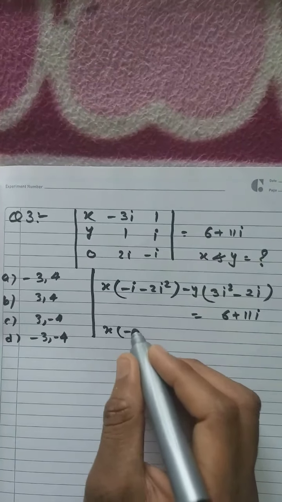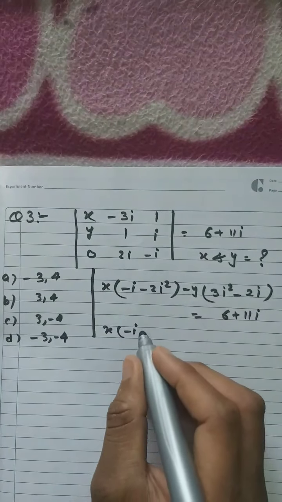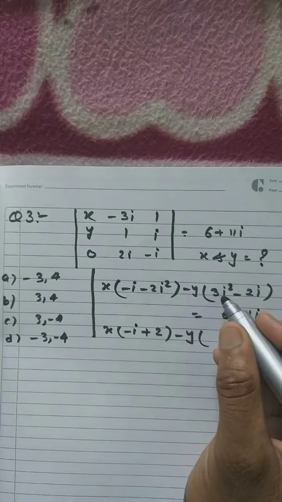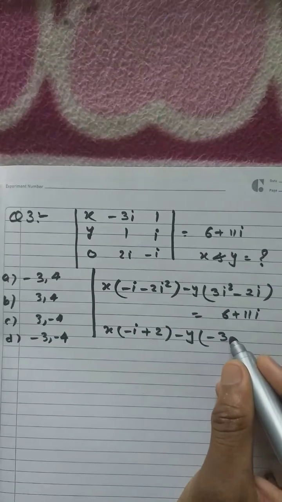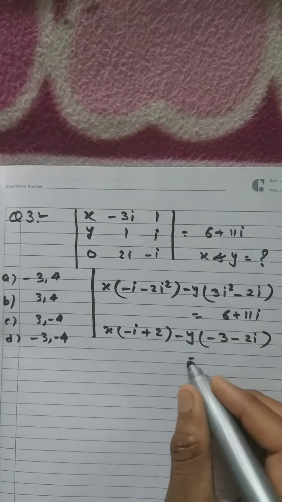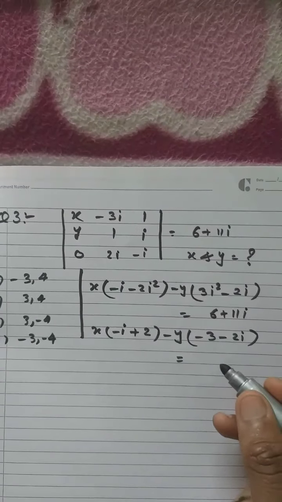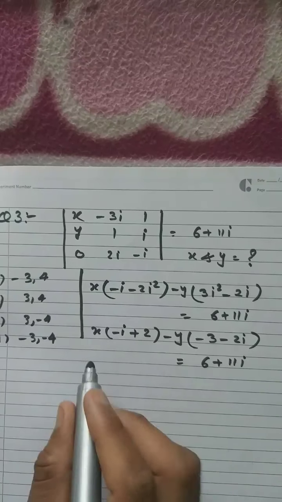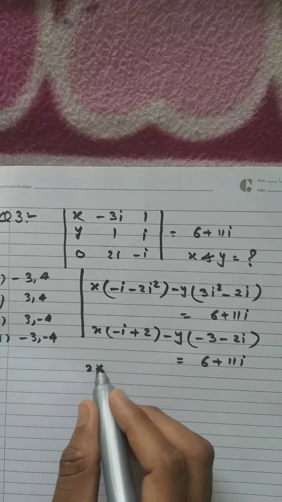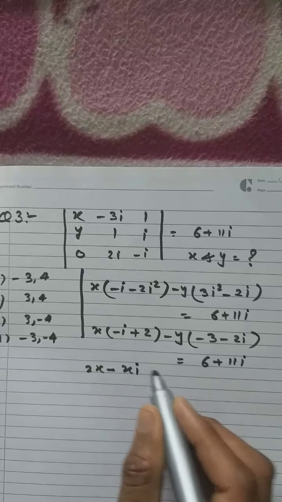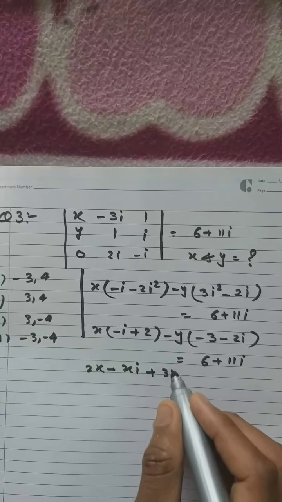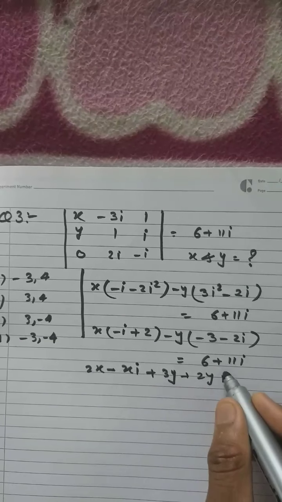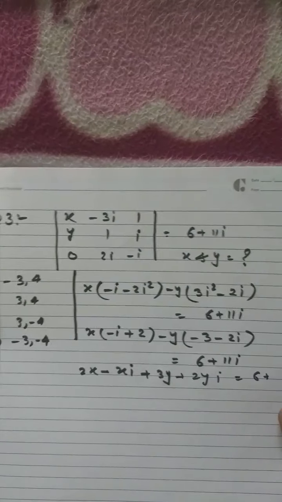So x times minus iota minus 1 plus 2, minus y times iota square equal to minus 1, minus 3 minus 2i, equal to 6 plus 11i. Now simplify this: 2x minus x iota plus 3y plus 2y iota equal to 6 plus 11i.